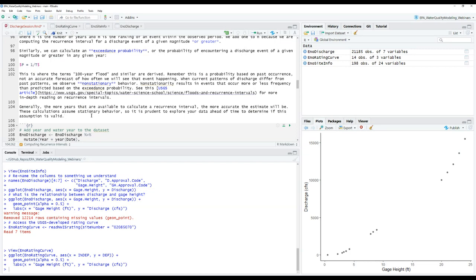I know in the Eno River, we have seen an increase in peak flows over time. So we're not exactly working in stationary space, even with the data we're looking at today, but I'd like to illustrate this example.